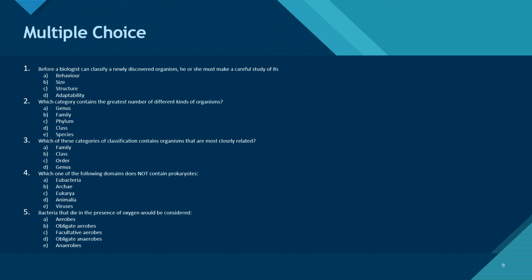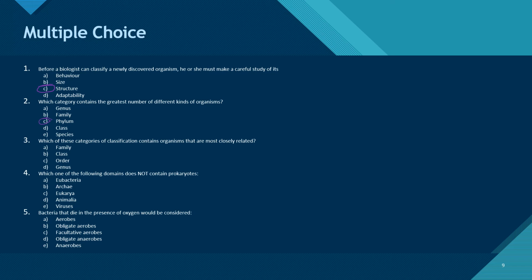Okay, so for our first one: before biologists can classify a newly discovered organism, he or she must carefully study its structure. We know that from how we started looking at things like radial symmetry. Which category contains the greatest number of different kinds of organisms? If we go all the way back to our list, kingdom, phylum, class, order, family, genus, species, the one that has the most different types of organisms will actually be phylum. Because if you remember all those times that we broke it down, phylum did actually have the most different types.